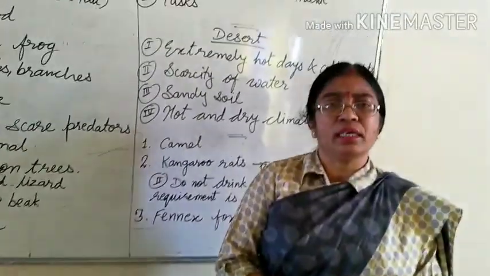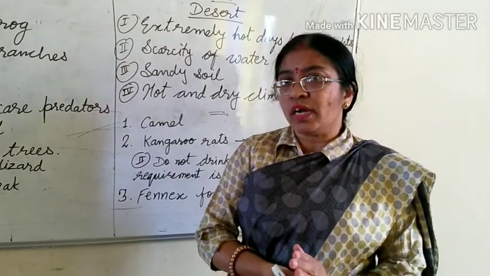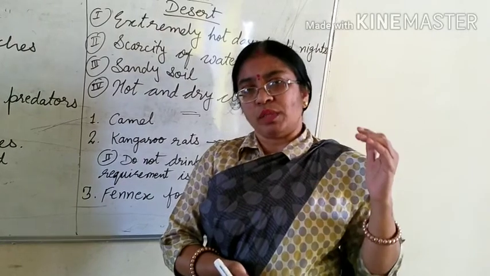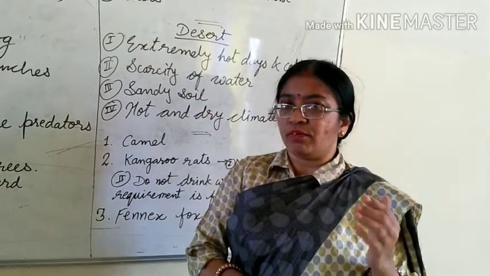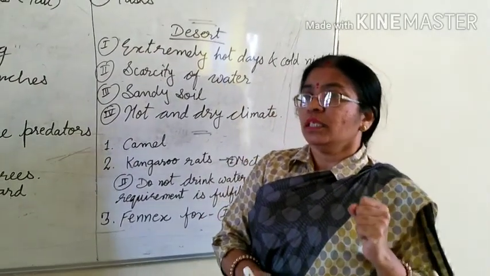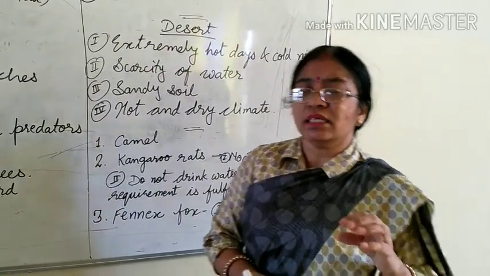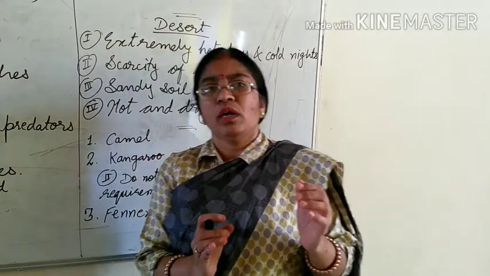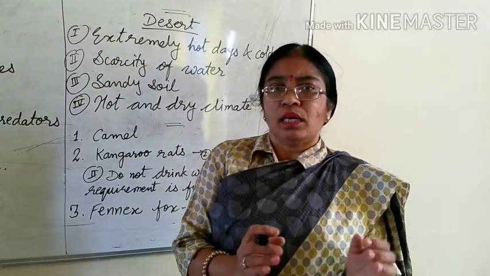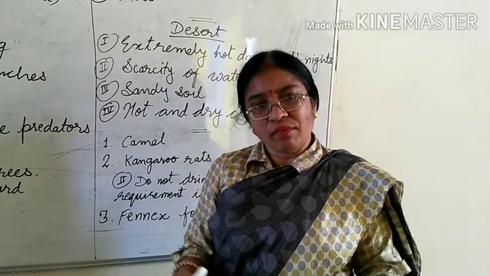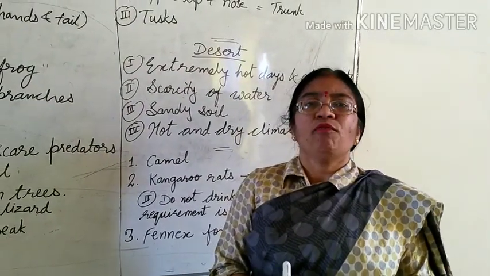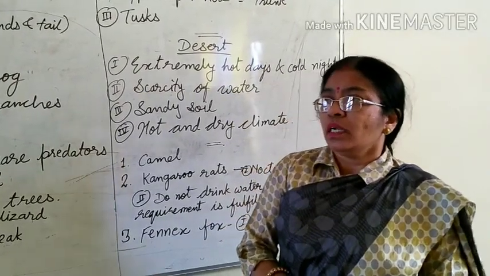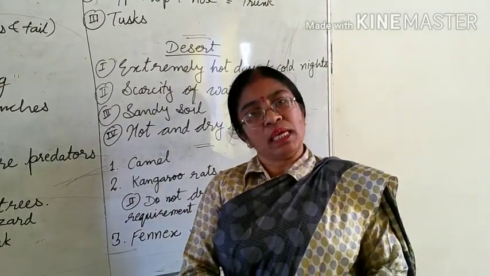The second point we can take is long legs. Its long legs keep its body farther from the heat of the sandy soil and protect it from the heat. Third, on its knees, some pad-like structure is found. When it kneels down, this pad will protect its knees from the heat of the sandy soil, and from damage also.